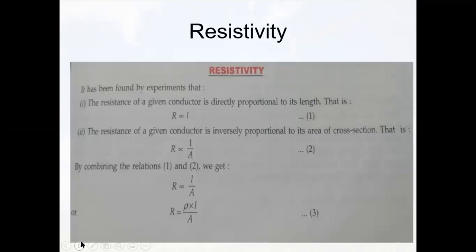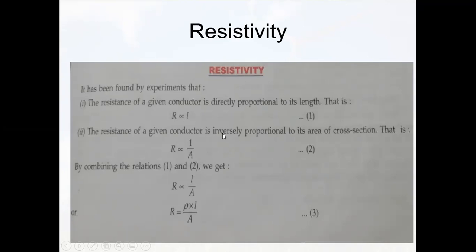Resistivity. The resistance of a given conductor is directly proportional to the length. Here R is the resistance and L is the length. Now, the resistance of a given conductor is inversely proportional to the cross-section area. Here R is the resistance and A is the cross-section area as well as thickness of a conductor.